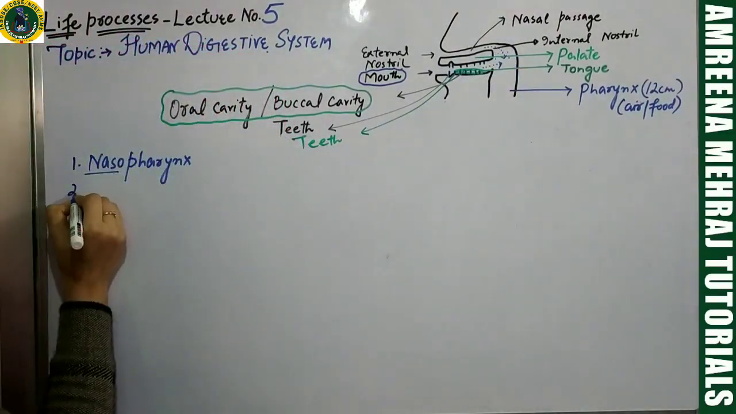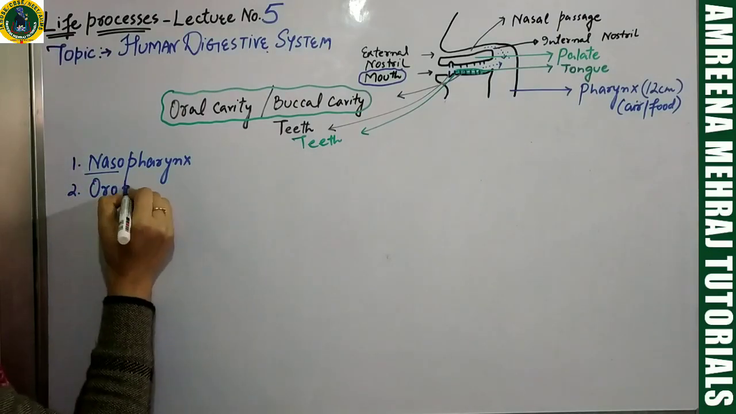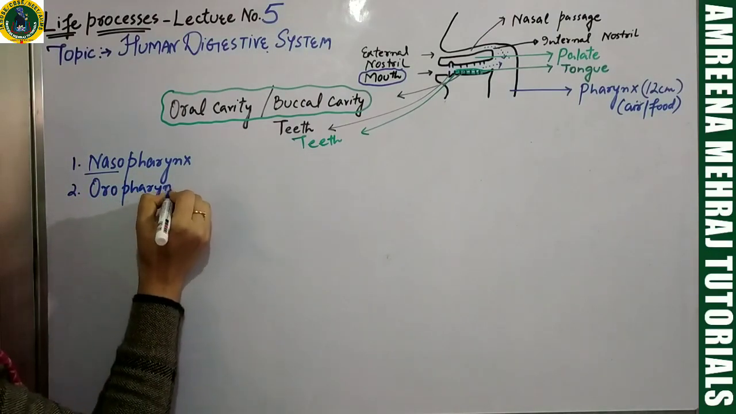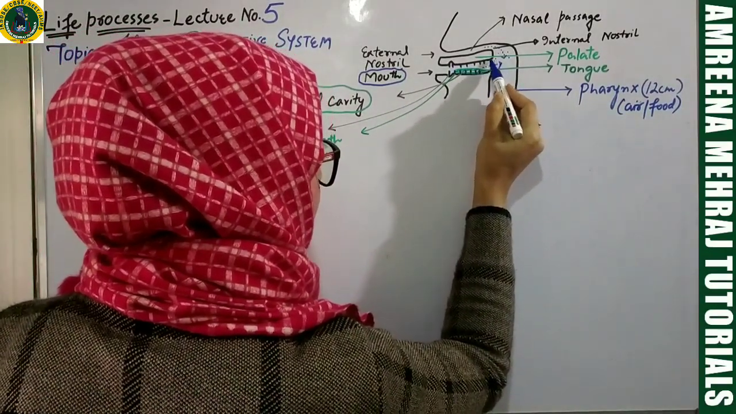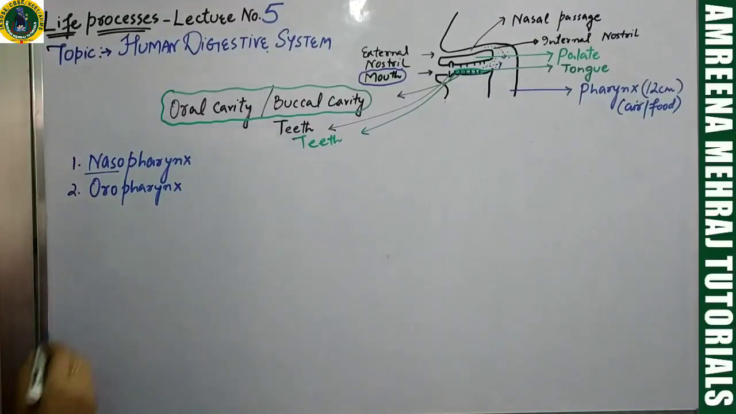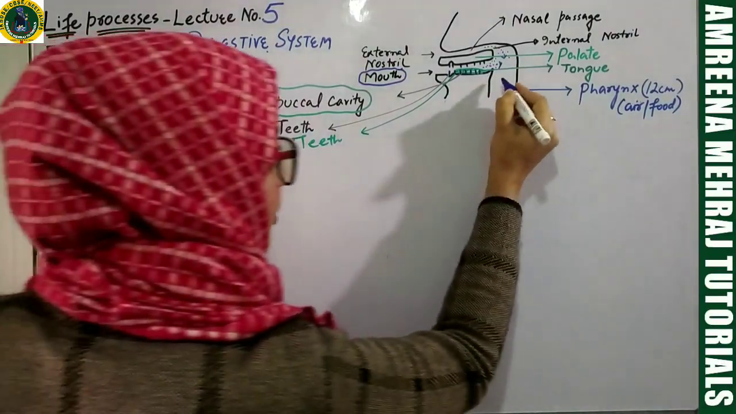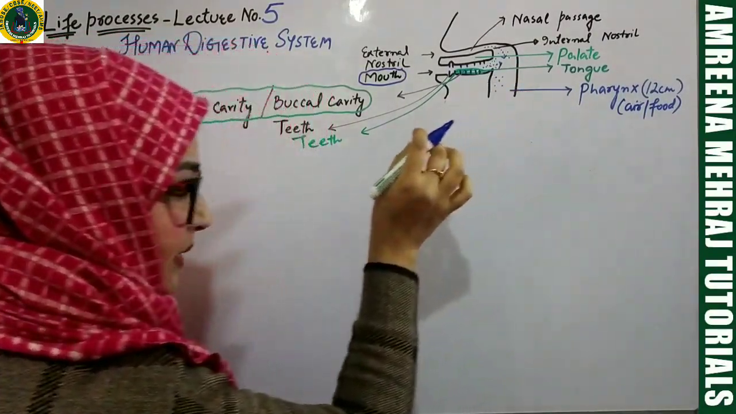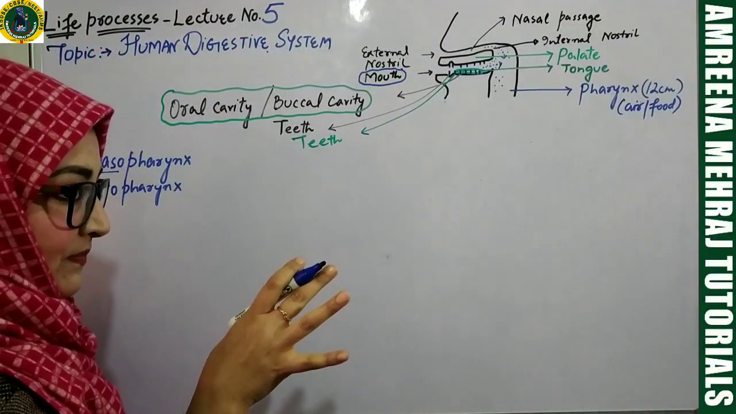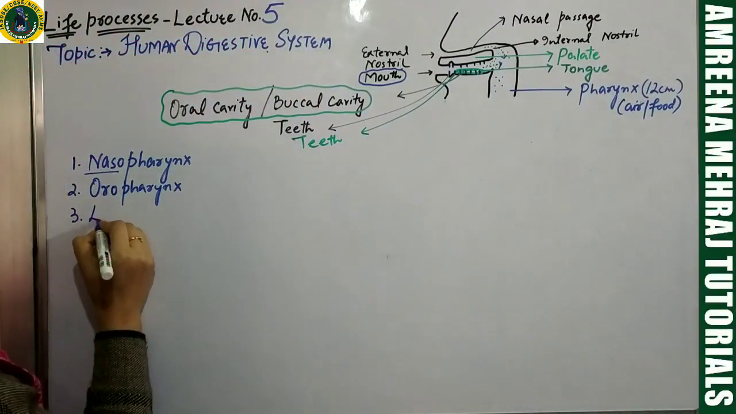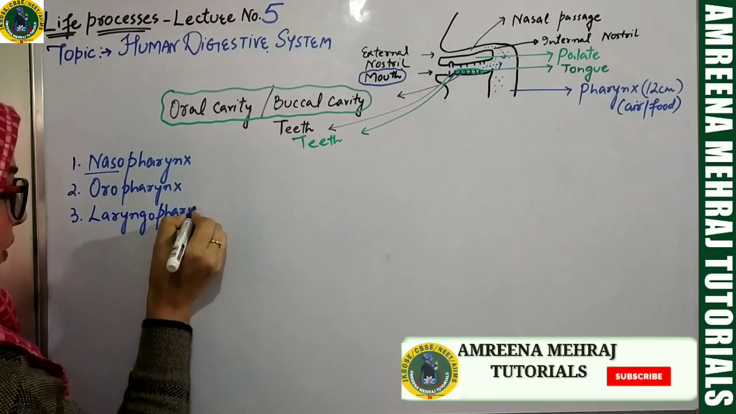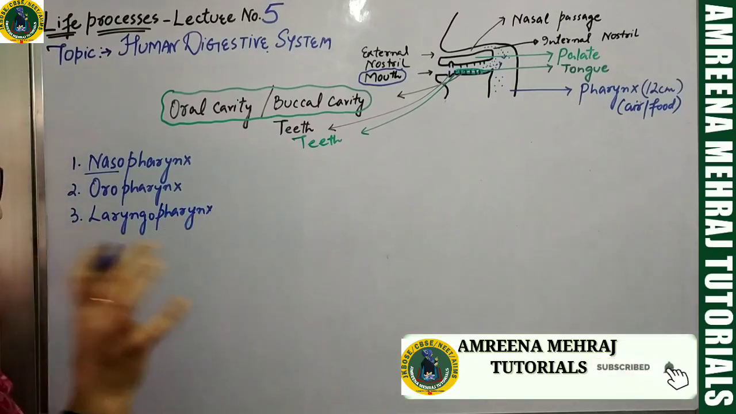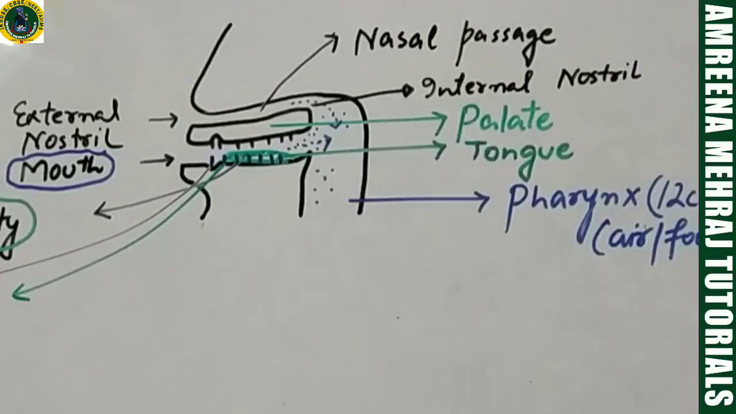Second is the oropharynx, which is the part that receives the food from the buccal cavity. Third is this part, which is very close to the voice box. Since the voice box is called the larynx, we call this the laryngopharynx. This is very close to the larynx, the voice box, and that's why we call it laryngopharynx. So this is an extra. If you want to remember, you can remember.